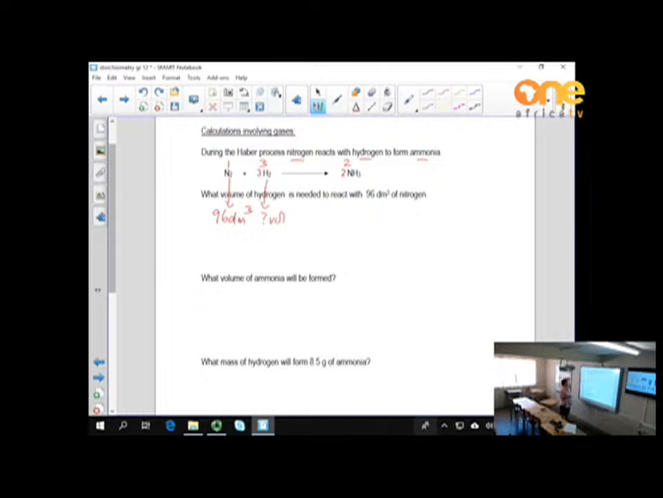Now, we can go and work out the number of moles over here. The number of moles is volume over 24, which would give me 96 divided by 24, which is 4 moles. Okay, the next step, use the ratio. The ratio is 1 to 3. So we have 1 to 3, and I have 4 to how much? So 4 divided by 1 times 3 gives me 12 moles.